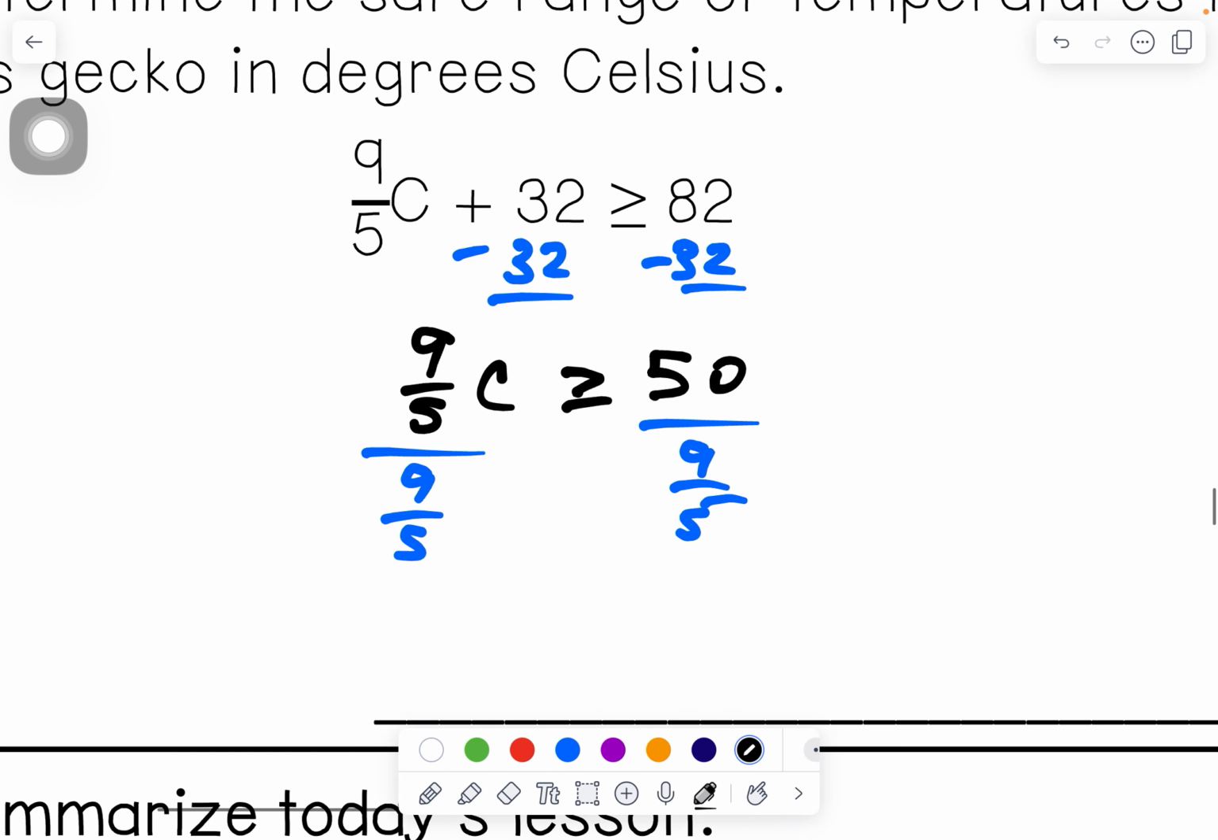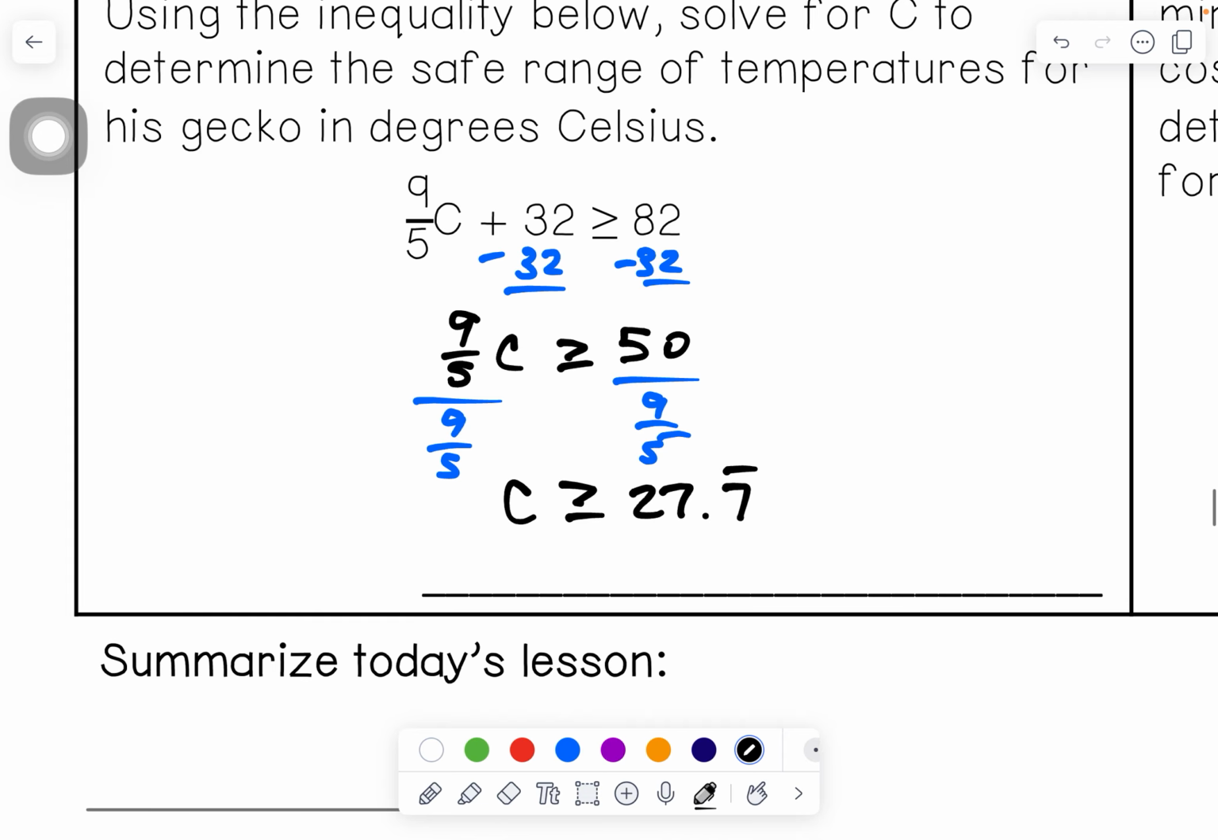And I find out that C ends up being, what is that? 50 divided by 9/5. 50 times 5/9 ends up giving me 27, greater than or equal to 27.7 repeating degrees Celsius. So he would want to keep that temperature above 27.7 degrees Celsius.